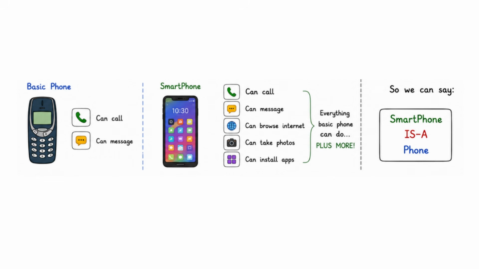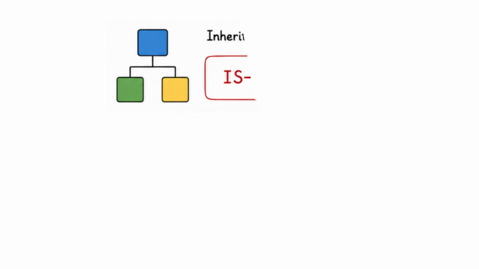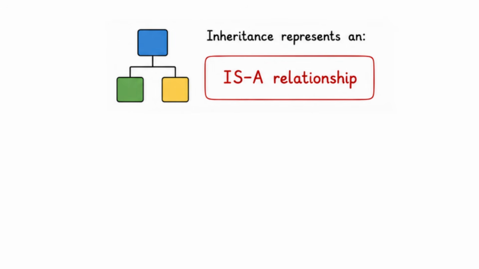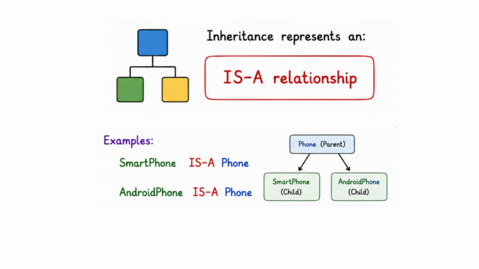So we can say a smartphone is a phone. So inheritance represents an "is-a" relationship, right? Smartphone is a phone. Similarly, if an Android phone inherits or extends the features of a phone, we can say Android phone is a phone, right? So let me show you the code example.